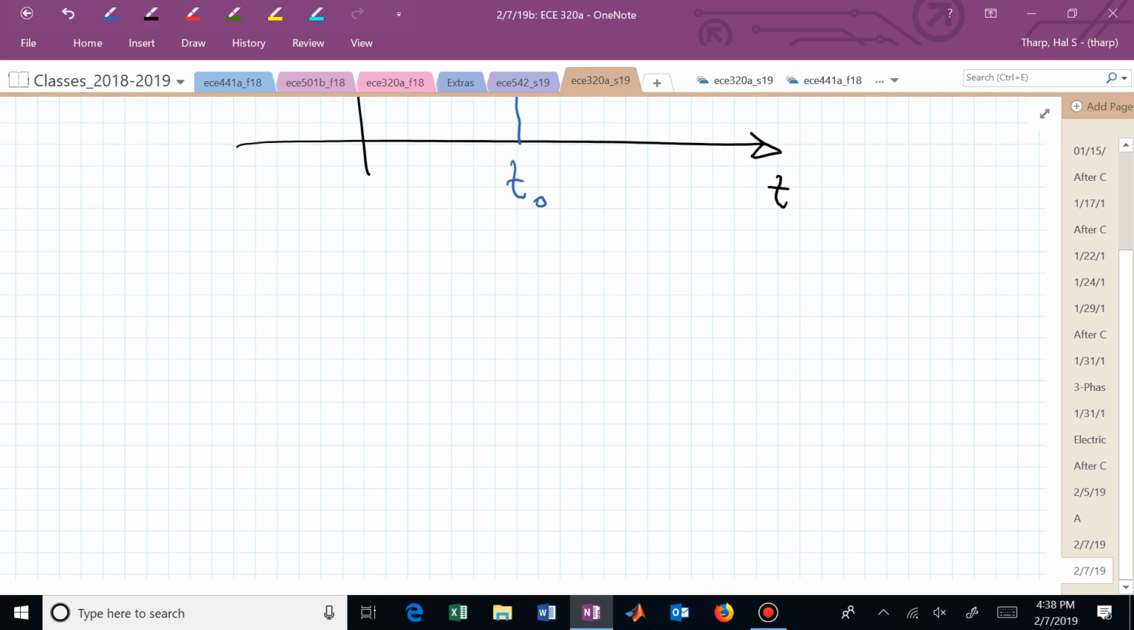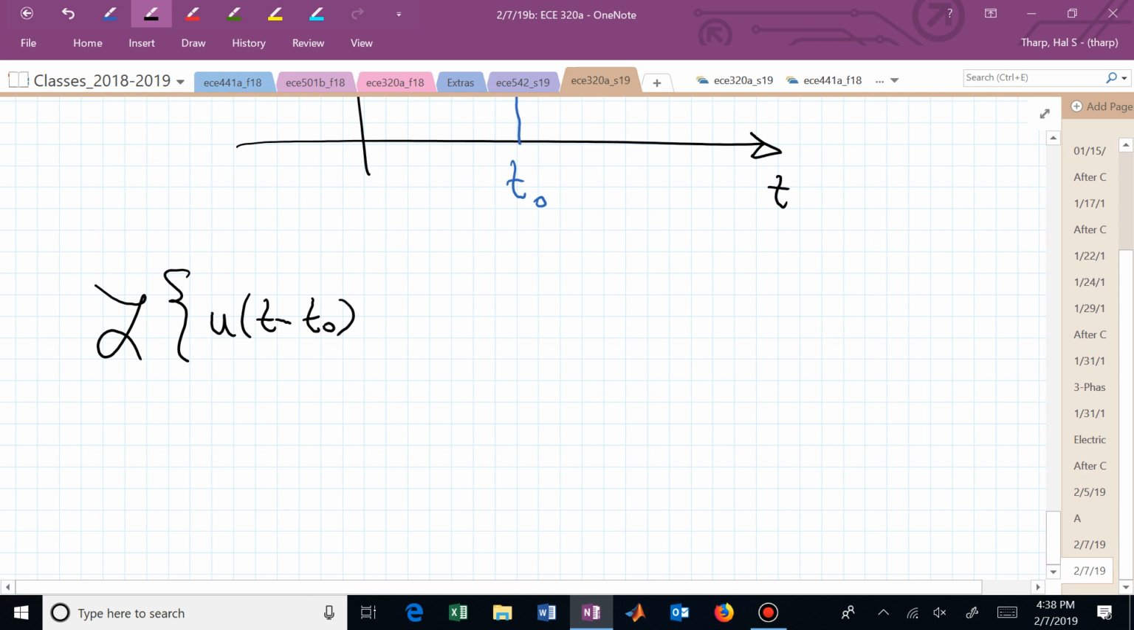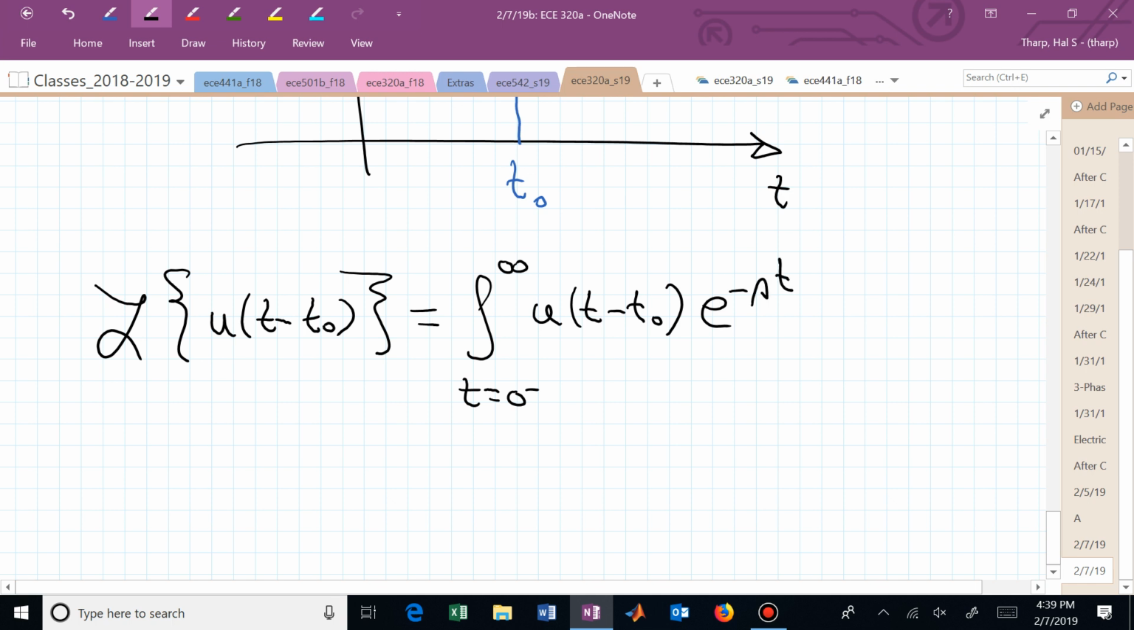Let's now find the Laplace transform of a delayed unit step. Again, if you're looking for partial credit, you could just write down the definition. And you say, oh, well, I'm trying to find the Laplace transform of this waveform, u of t minus t naught. And that is now scaled or weighted by this complex exponential, and I'm integrating time away.